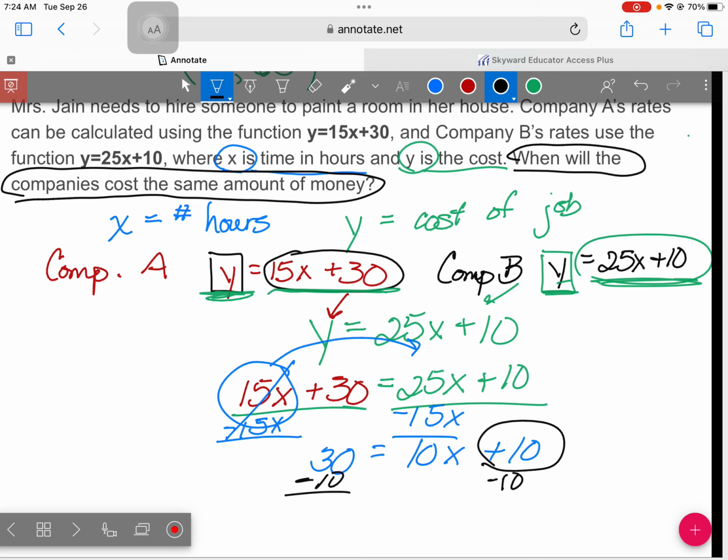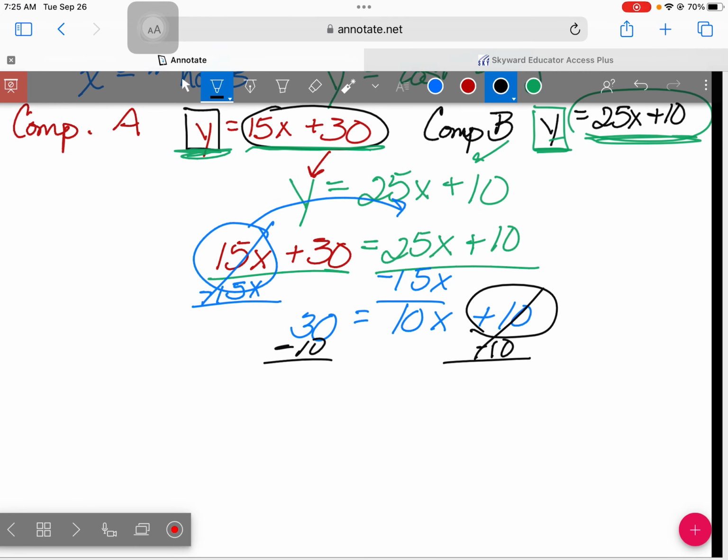Miss Dee Dee, should I write this down? Well, not if you don't want points for your bell work, but yeah, everybody should be writing this down.